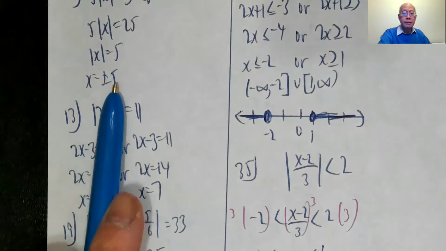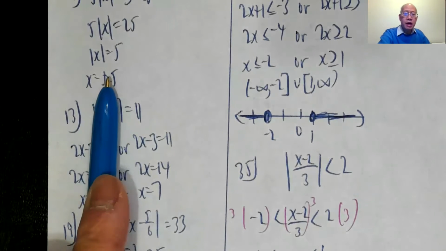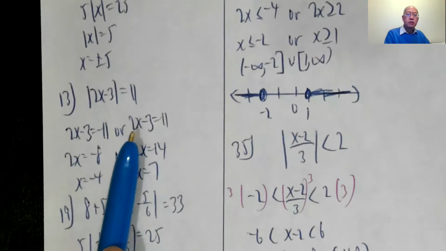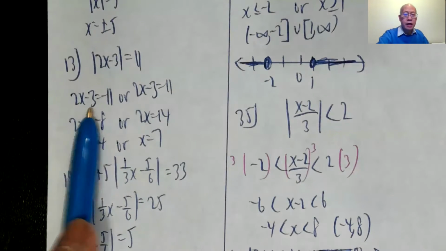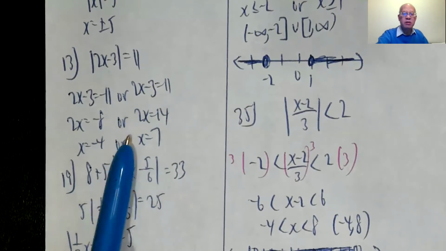13, that gives you something more complicated. Absolute value of 2x minus 3 equals 11. So the thing behind my pen is either going to be 11 or negative 11. So I set 2x minus 3 equal to negative 11 or 2x minus 3 equals 11. Solve them both. Algebra is similar. Add 3, divide 2, x equals negative 4. Add 3, divide 2, x equals 7.